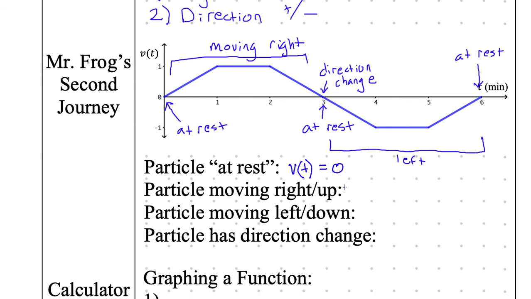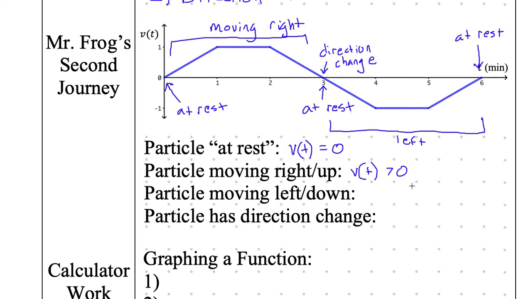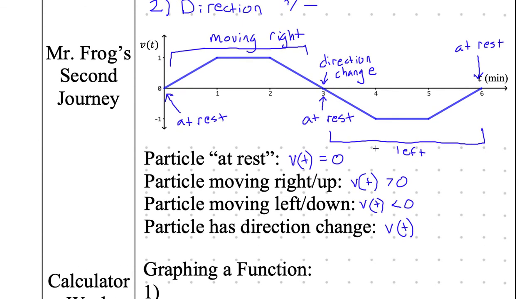Particle moving right. That's when v of t is positive. Does this feel eerily familiar to something that we've done before? When f prime is greater than 0, that's where f is increasing. Sounds familiar? Okay. Particle moving left, that's where our velocity is, shout it out, less than 0. And particle changes direction, that's where v of t or f prime has a negative sign change.